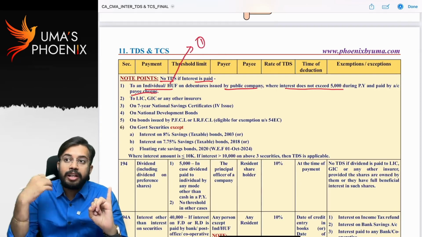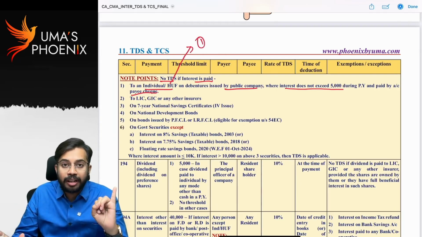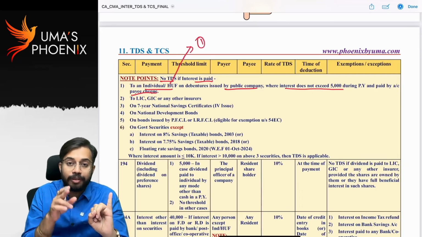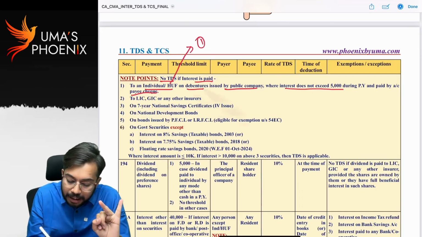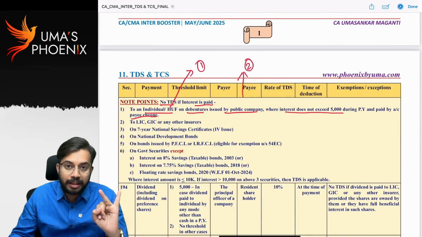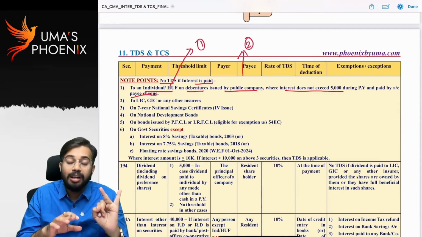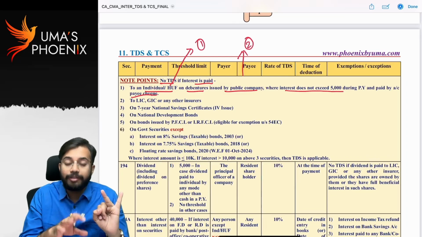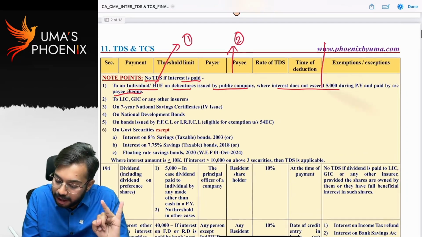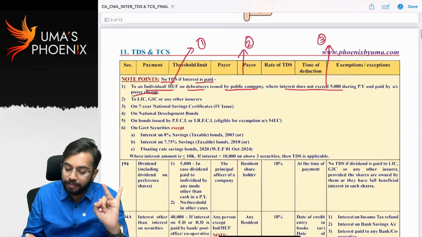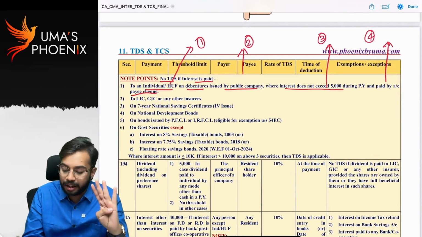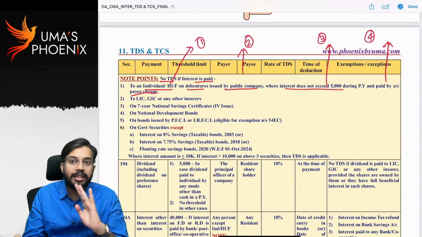Sir, is every interest paid to an individual or HUF exempt from TDS? No, that's not correct. TDS is not required on payment of interest to an individual or HUF on debentures issued by a public company. So this is condition 2. On public company issued debentures, if interest is paid to an individual or HUF, TDS is not required. Third condition, interest amount should not exceed 5,000. And such interest should be paid by way of account payee cheque. Fourth condition. If all these 4 conditions are satisfied, TDS is not required to be deducted.